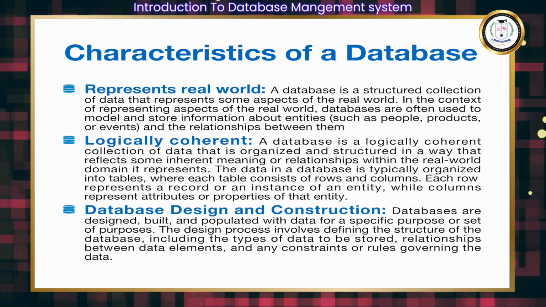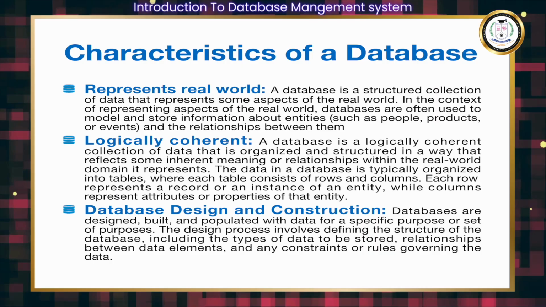Next, we will be discussing the properties of a database. There are three properties of a database. The first one is that a database represents some aspects of the real world, otherwise called the mini world. Anything in this mini world, the objects, their properties, and the relationships between them, is represented by a database. And if there is any change in the real world, that change will also be reflected in the database.